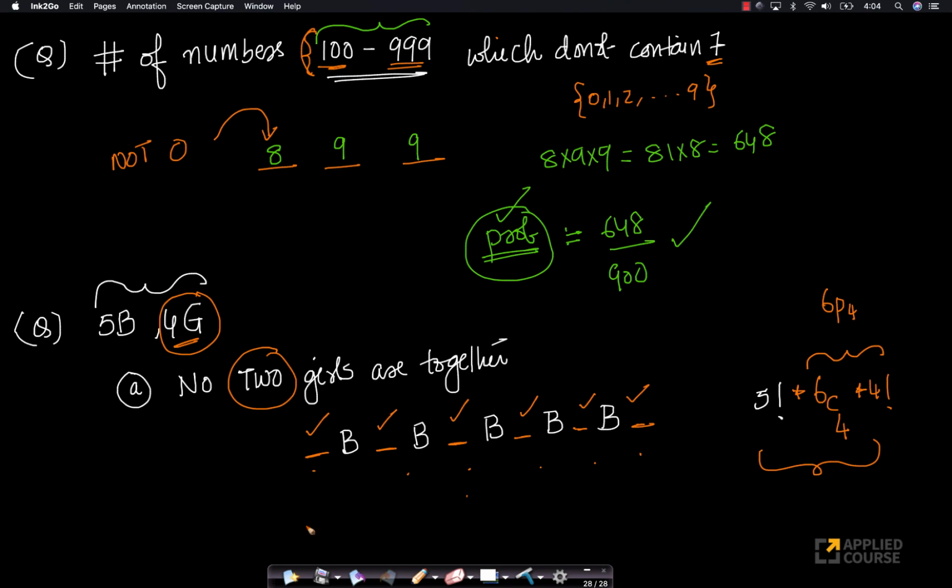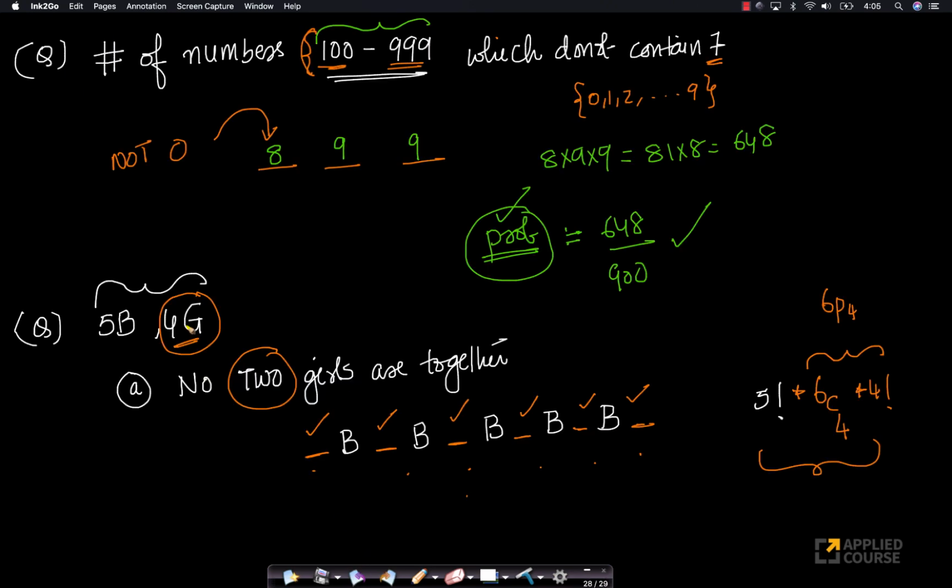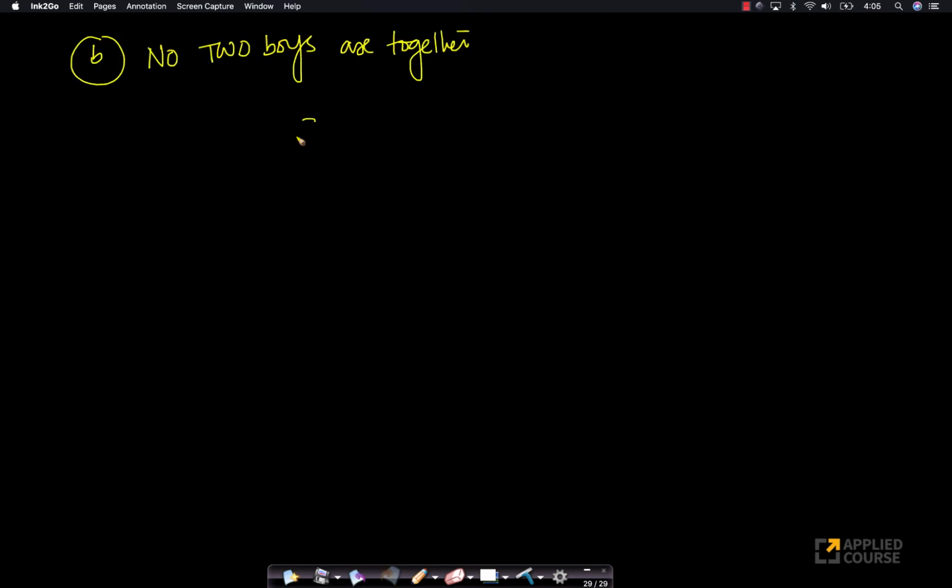So let's take another case, just so that this concept is much better understood. What if I say no 2 boys are together? In how many ways can I now arrange? Now, as we know, there are 4 girls here. First, let's arrange the 4 girls. I can arrange 4 girls in 4 factorial ways.